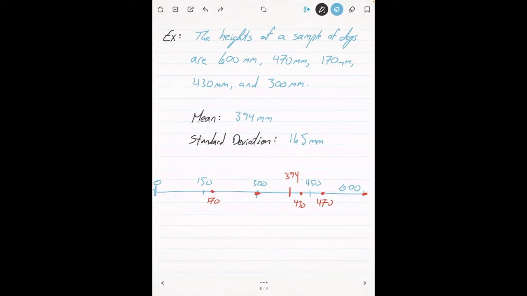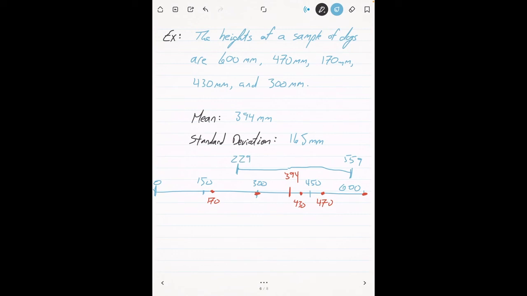So if we have a standard deviation of 165, that means 165 units away from the mean of 394 would take us to about 559 or 560, so somewhere right about here. Let's say 559. And then we would also be below this a certain value. So let's see, 394 minus 165 is 229. So it's about 230. Let's say that's somewhere right about here.